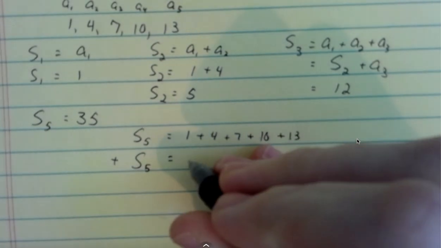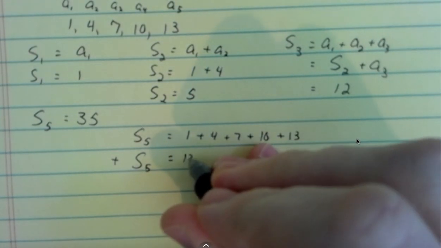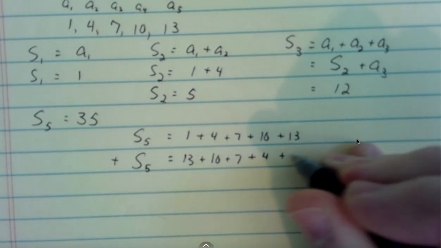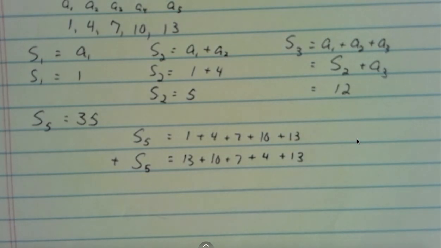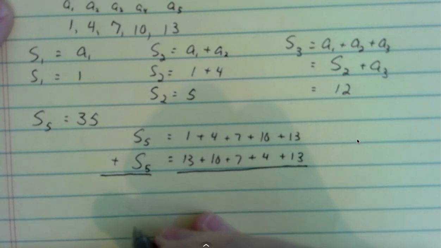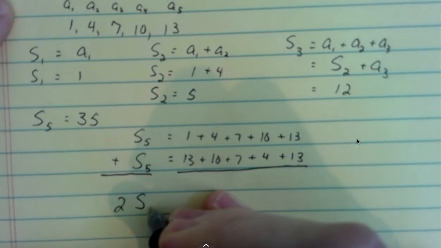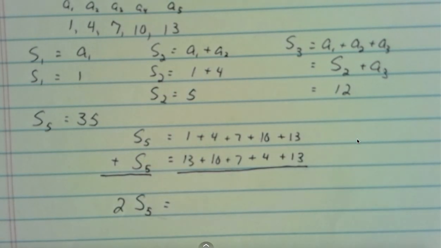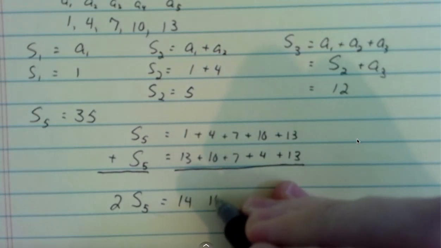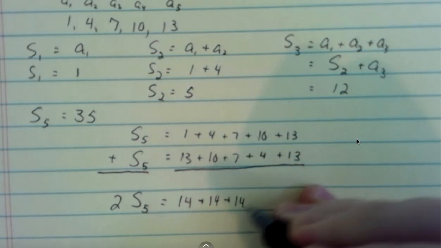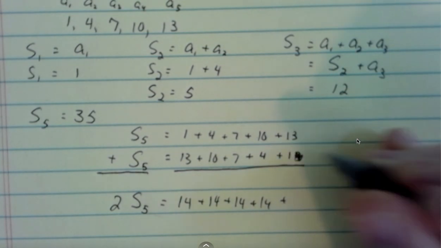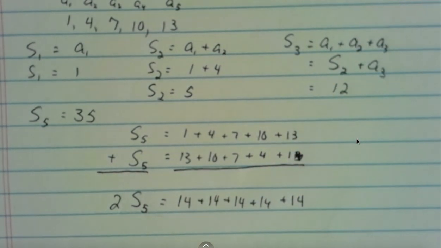It's kind of neat. I get here 13, right, plus 10, plus 7, plus 4, plus 1. Okay. Now over on the left, what am I going to get here? Well, S5 plus S5 is 2S5. Now watch what happens with all these sums. 1 plus 13 is, well, it's 14. 4 plus 10 is 14. 7 and 7, 14, 10 and 4, 14, 13 and 1. I'm sorry, I messed that up. It should be 13 and 1. 14. Okay?